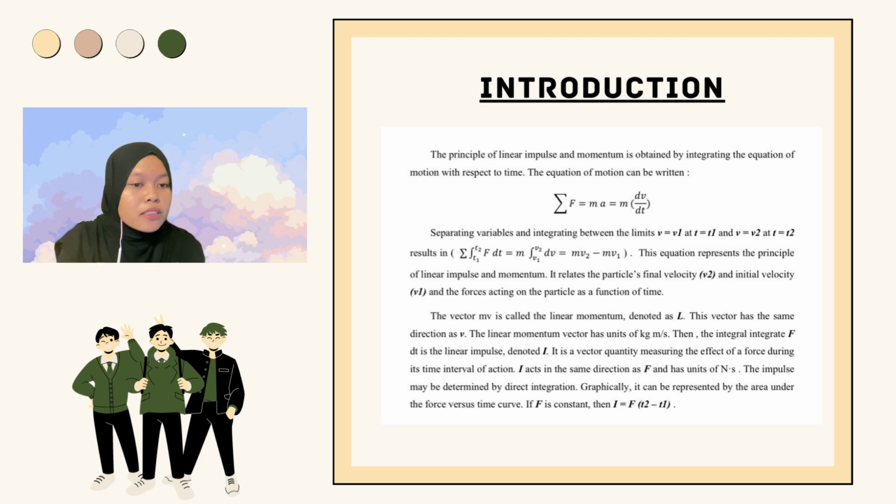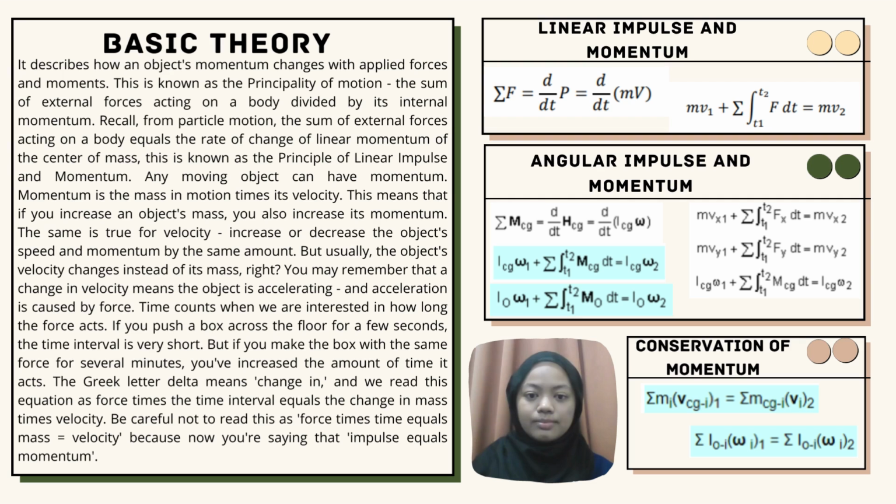The impulse may be determined by direct integration. Graphically, it can be represented by the area under the force versus time curve. If F is a constant, then I equal F (t2 minus t1). That's all for me. Thank you.